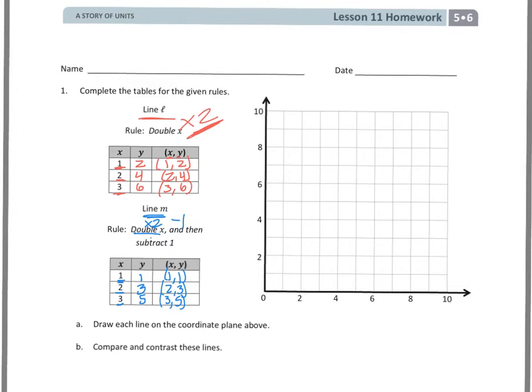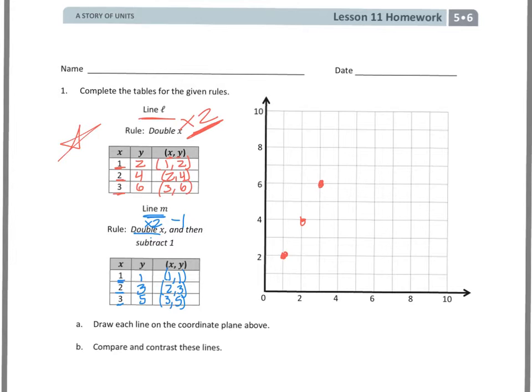And I can only guess what A says. Draw each line on the coordinate plane above. So I'm going to draw these, and I'm going to label them. So I'll put the points in. So I'll start with line L. So 1, 2, 1, comma 2. And then I have 2, comma 4. And then I have 3, comma 6.